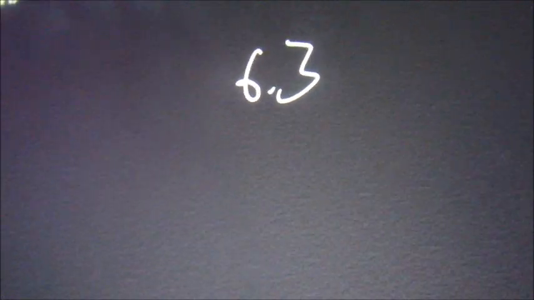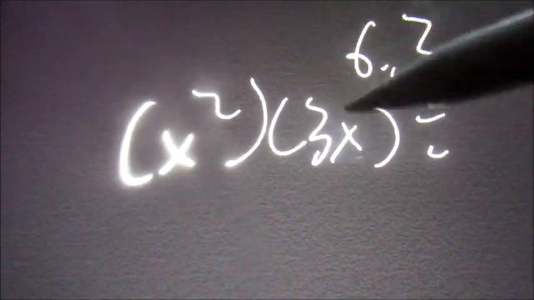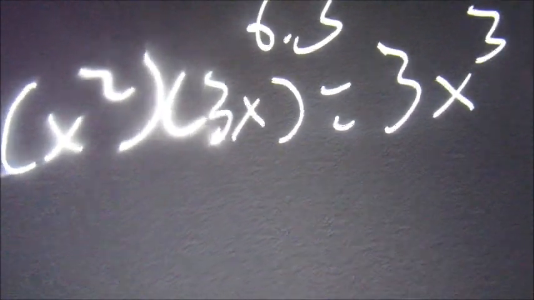In 6.3, we're going to multiply polynomials. The first one is just going to be monomials, and we've done a few of those. So I'm just going to do a few of them real quick. Say we have x squared times 3x. We're going to multiply 3 times 1 is 3. X squared times x is x to the 2 plus 1, or x to the 3.